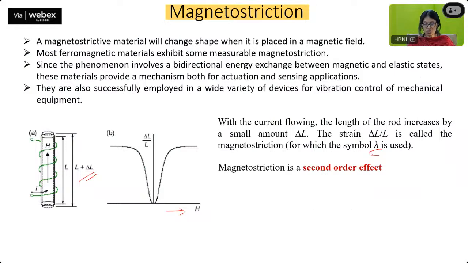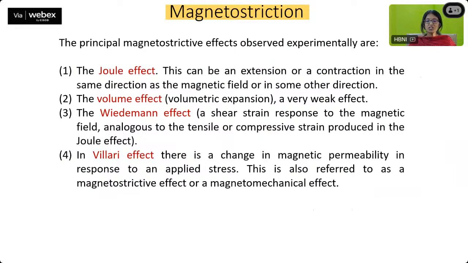So the principal magnetostrictive effects which are observed experimentally are, one, the Joule effect. This can be an extension or contraction in the same direction as the magnetic field or in some other direction. Then you have a volume effect, or volumetric expansion. This is a very weak effect. You can have the Wiedemann effect. It's a shear strain response to the magnetic field, analogous to the tensile or compressive strain which is produced in the Joule effect. Or you can have the Villari effect. There is a change in the magnetic permeability in response to applied stress. This is also referred to as a magnetomechanical effect. So these are the different principal magnetostrictive effects which are observed experimentally.